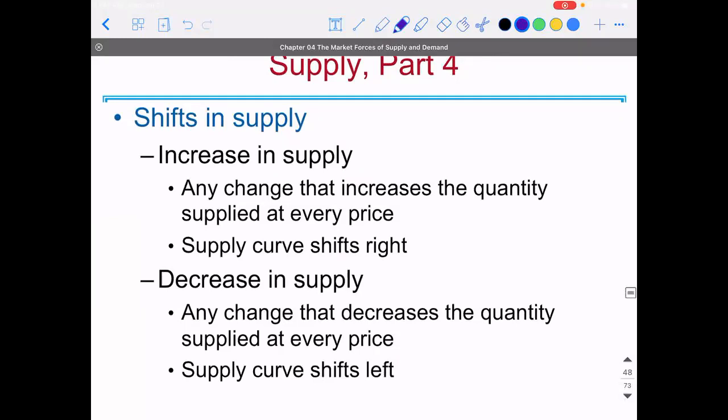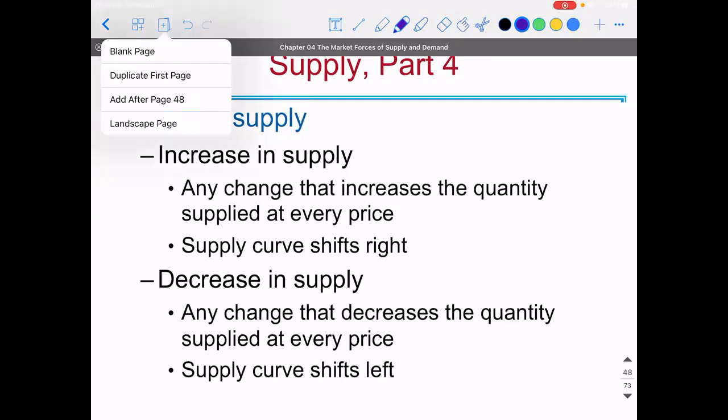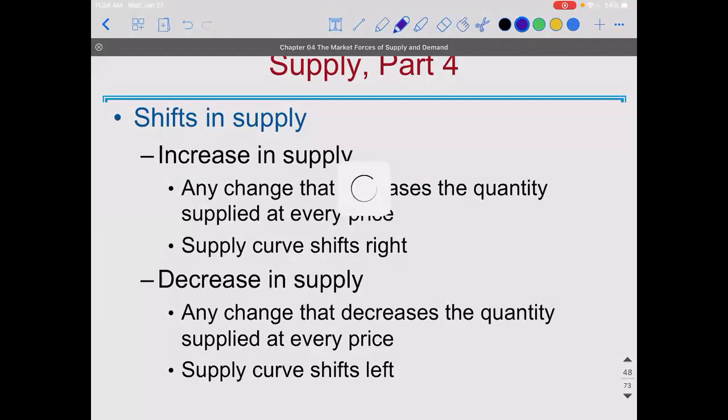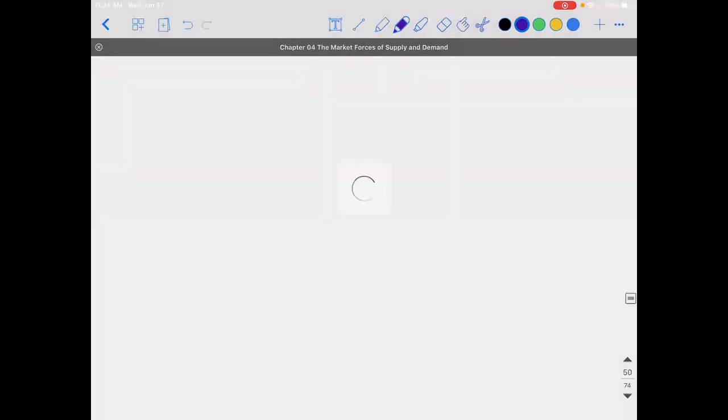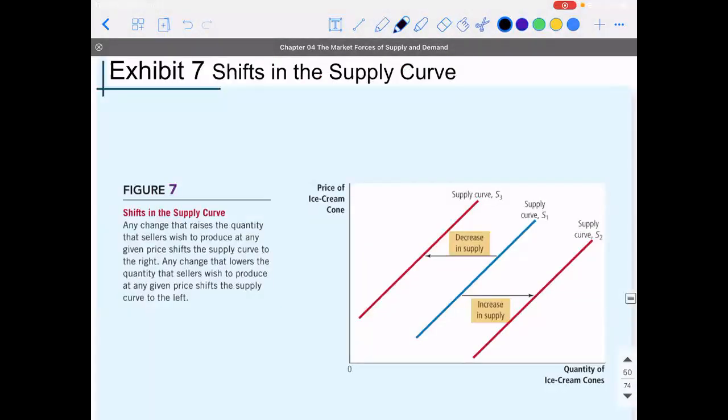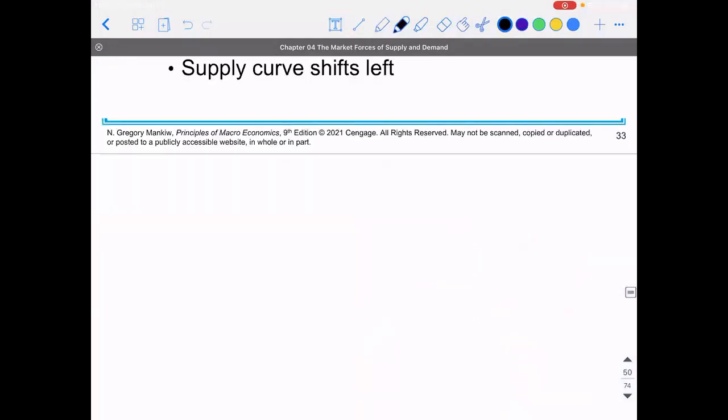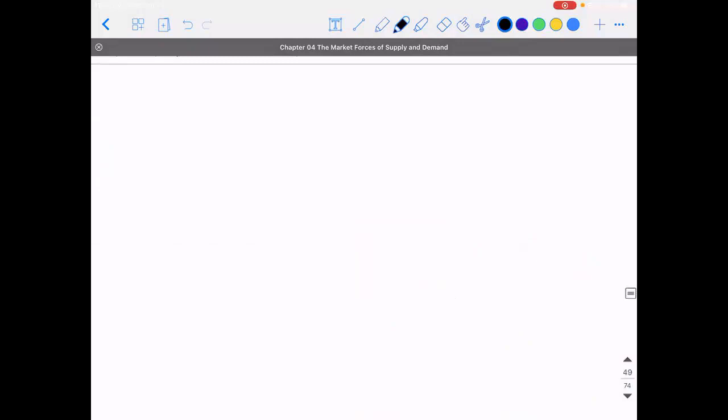Okay, so we already know about movements, right? So what this slide is starting to transition you to here is, again, that there's a difference between movements and shifts.